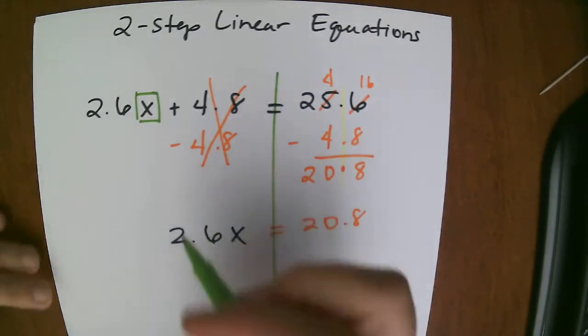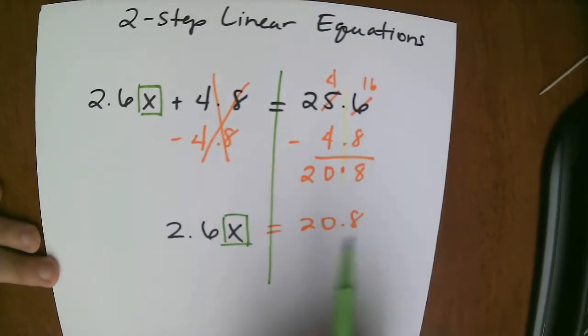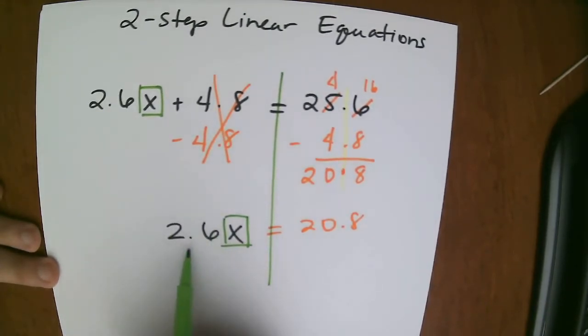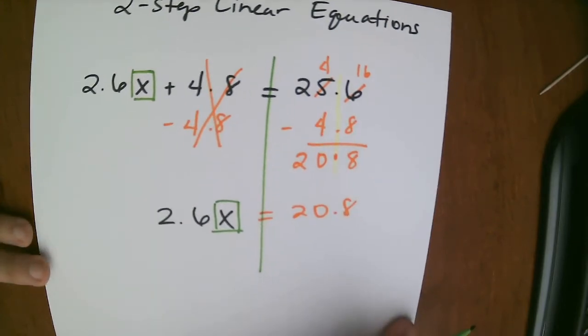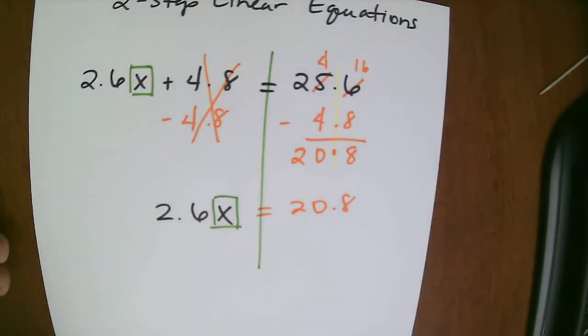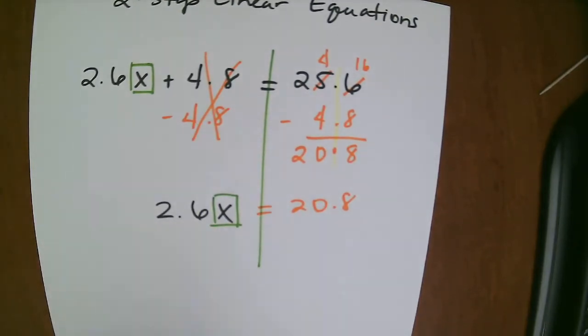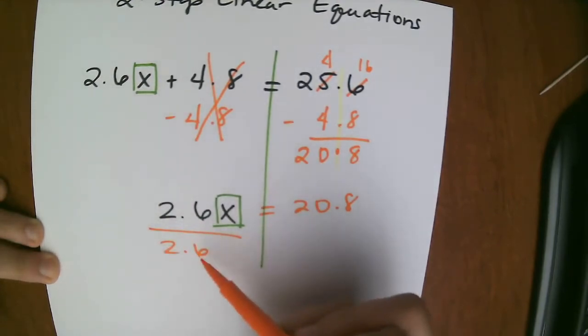And we still need to get rid of that 2.6 now. X is still not isolated. So what do I need to do? Well, this says 2.6 times x. Remember when you have a number kind of glued to a variable, it's being multiplied? So what's the inverse operation of 2.6 times x? Well, the inverse operation is division. So I want to divide by 2.6. A fraction bar means division, so I'm going to divide on both sides by 2.6.